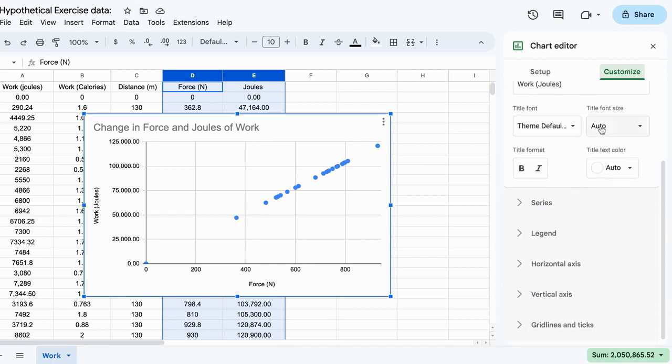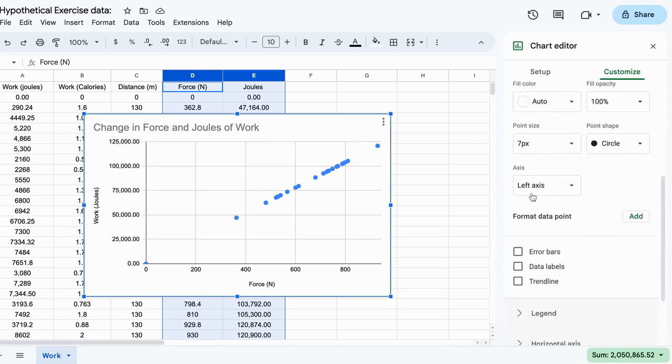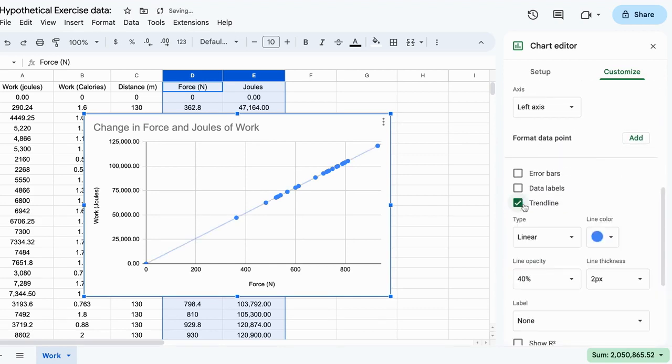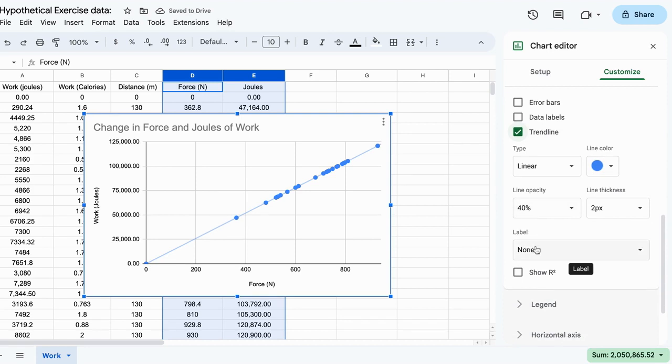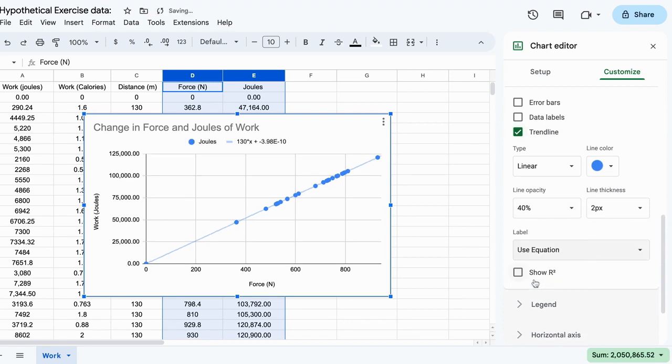So again, under customize, you're going to scroll down to series, trend line, and we're going to get the equation for that trend line. So let's go to label, use equation. Look at that. The joules would be equal to 130x plus, this is a really small number, that's basically 0. So slope is your distance in this graph. So please go ahead and do that for your data and make sure to label and have the trend line and the equation.